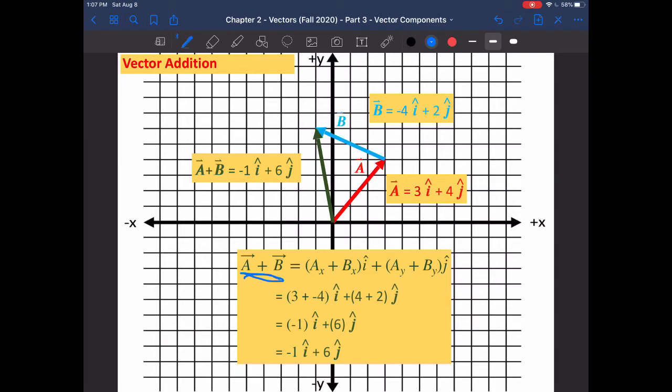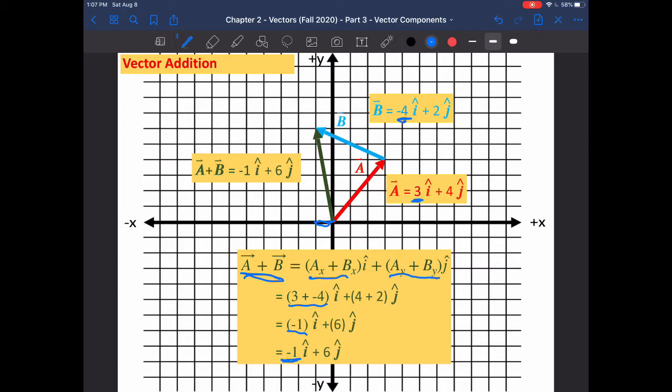I take the x component of A, which is 3, I take the x component of B, which is minus 4, and I'm going to add those 2 together. So 3 plus minus 4 is minus 1, and you notice this is always in front of the i hat, so I'm always keeping that separate. So I end up with the x component of A plus B being minus 1. And that seems to be what my picture is telling me also. When I did the tail to head method, I drew in a vector that has an x component of minus 1.